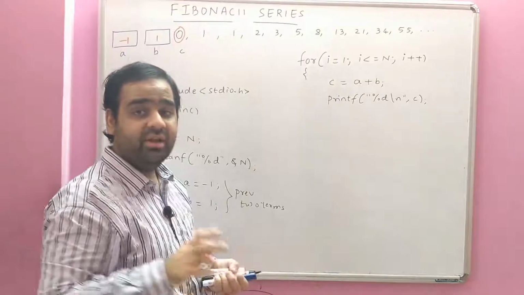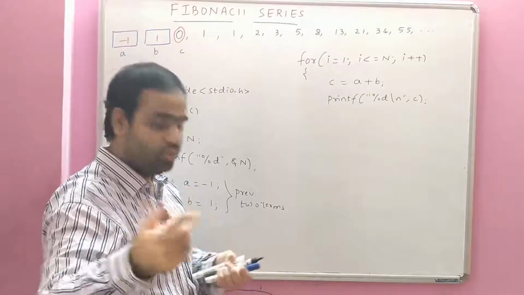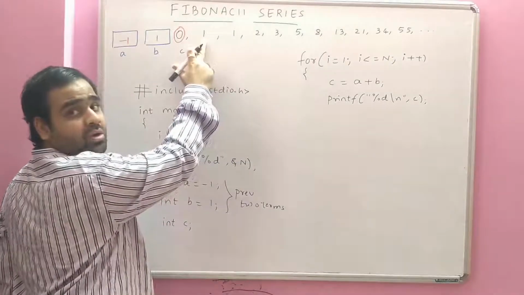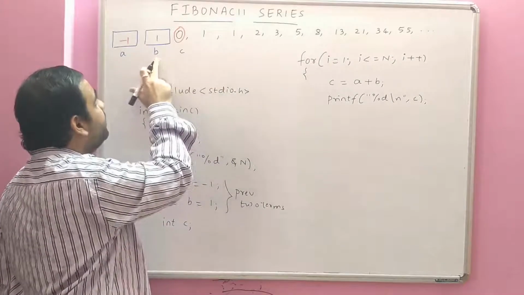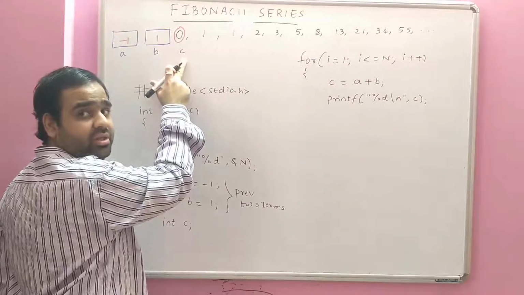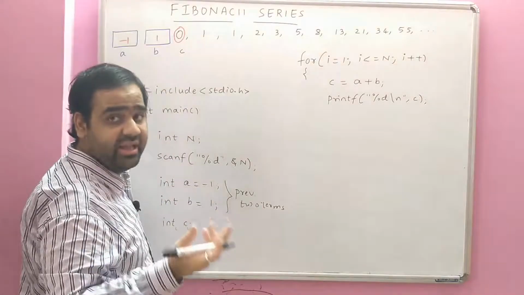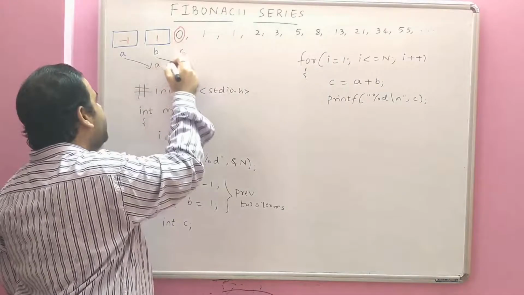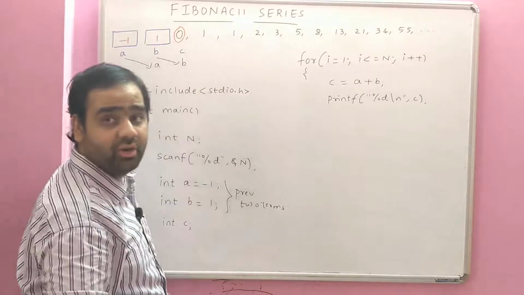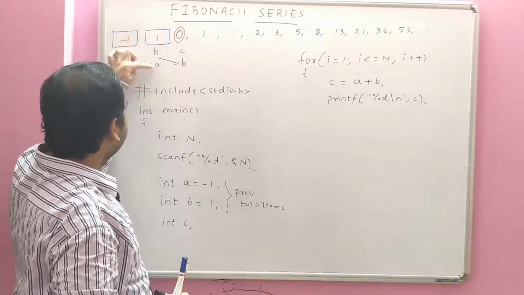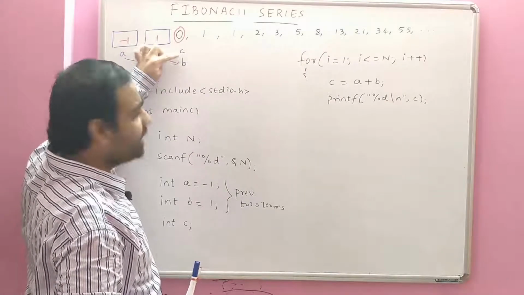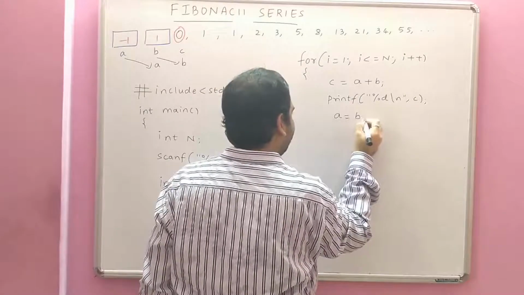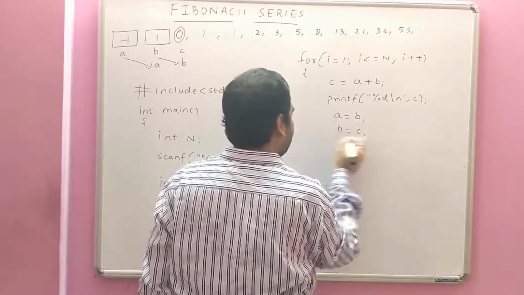Now, what we said: let A and B be the previous two terms of the Fibonacci series. To compute the next one, what are the two terms of the Fibonacci series? B and C are the two terms. But we said that let A and B be the next two terms. Therefore, A should be shifted over here and B should be shifted over here. And how do we shift it? We say A gets the value of B and B gets the value of C. That is what I write. A gets the value of B and B gets the value of C.